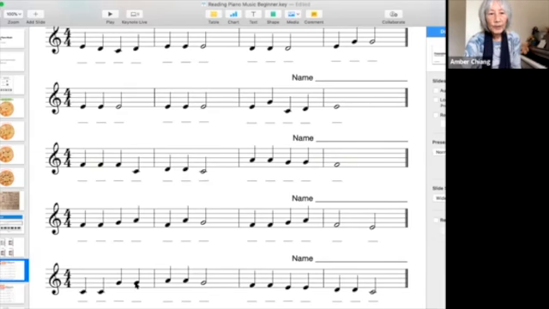So from G, we're going up a second, 1, 2. So what comes after G? Remember? A, that's right. So right after G comes A. So here we have A, back to G. Okay, now we're going down a second. 1, 2, stepping down. So what note is this?